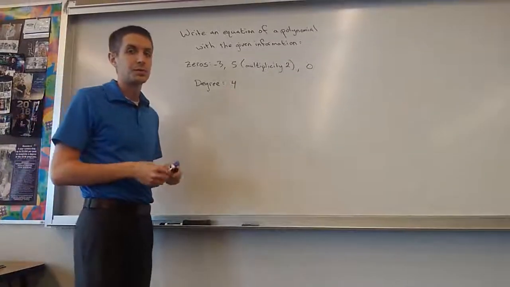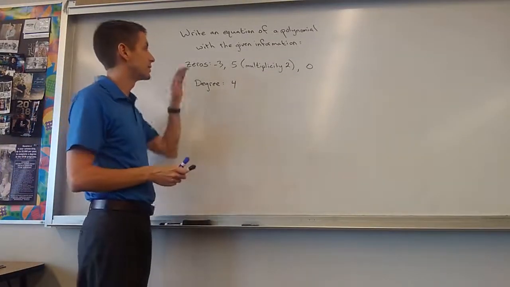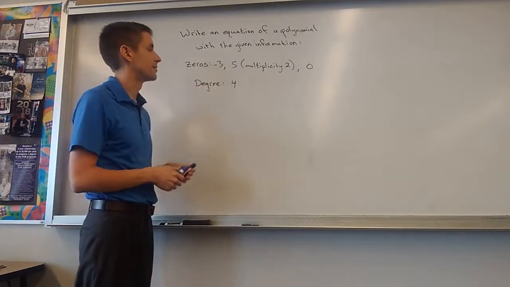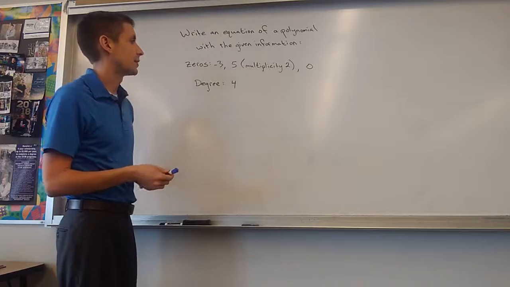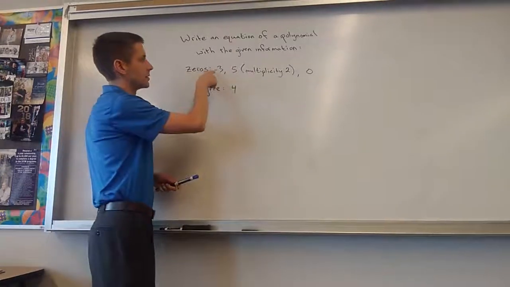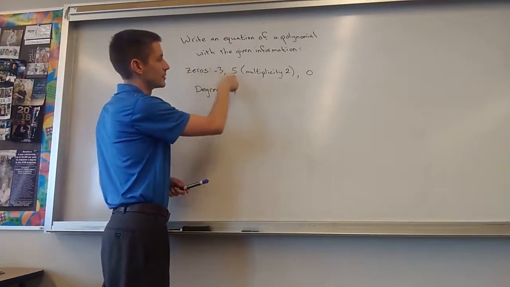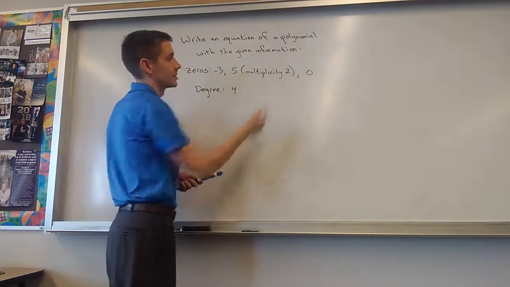We also want to be able to write equations if we know what the zeros are and we know what the degree of the function is. So let's take a look at this and see if we can figure out how to write this. We've got three different zeros. We have a 0 at -3, a 0 at 5, and a 0 at 0.